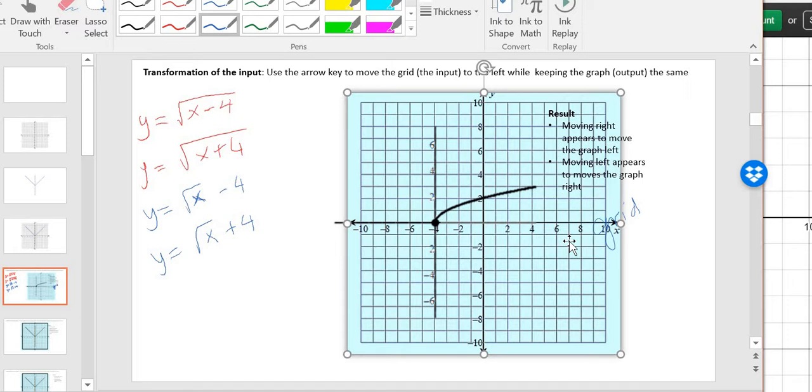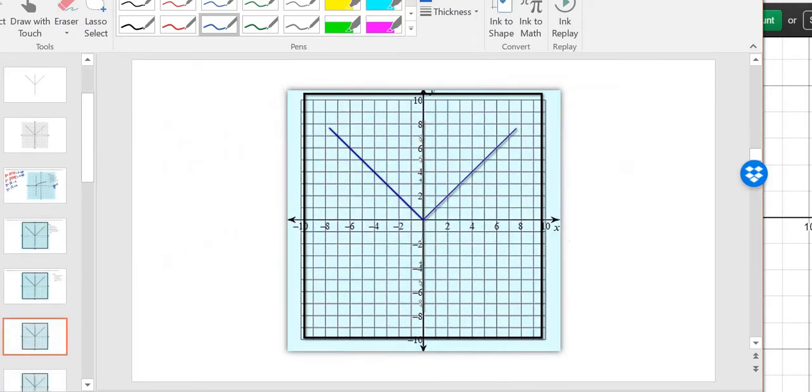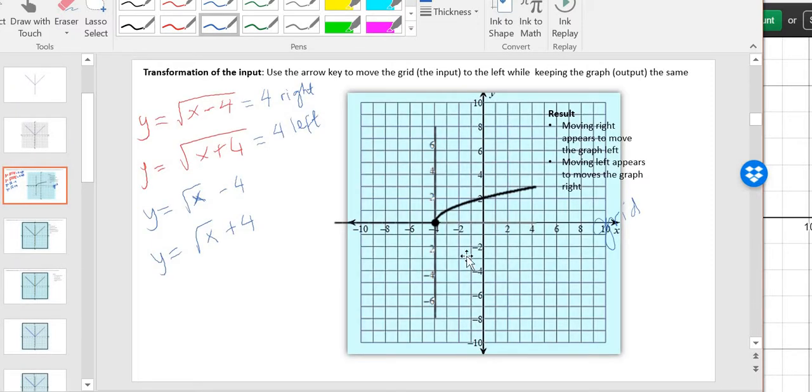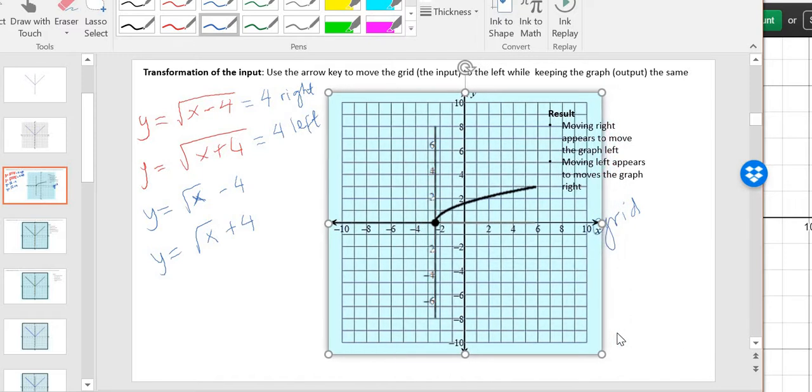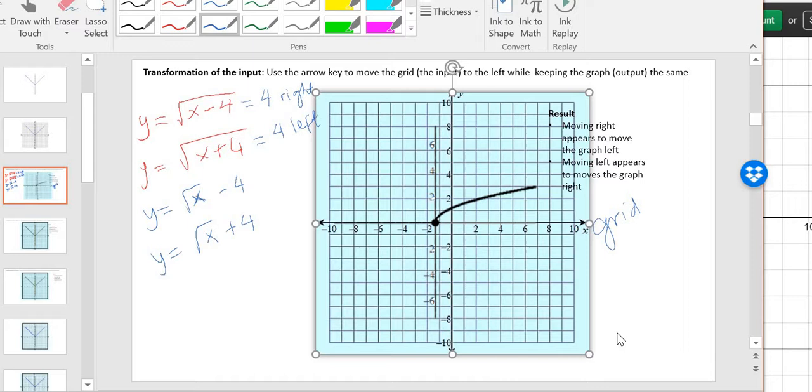So we say in transformation terms that this is a 4 unit movement to the right, because the grid has moved to the left. This one is 4 left, apparently 4 left. All right, so I want to move this back to where it was. Oops, I was going the other way. Move the grid back to where it was. The grid is on the outside, okay? I'm moving it back, and it's back to where it was.